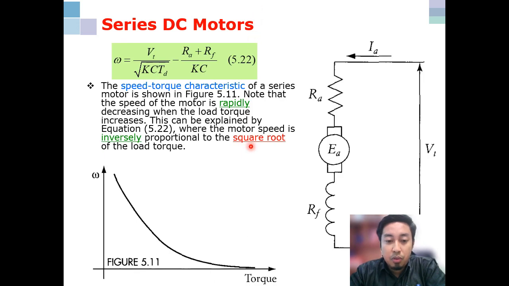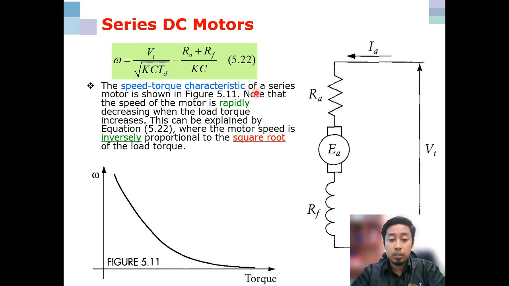I hope all of you still remember the speed and torque characteristic, and this is the speed-torque characteristic for the series motor. This characteristic comes from equation 5.22. So for any question in the final exam or test, it must be related to this equation. You must know how to derive it, and what the relationship is.